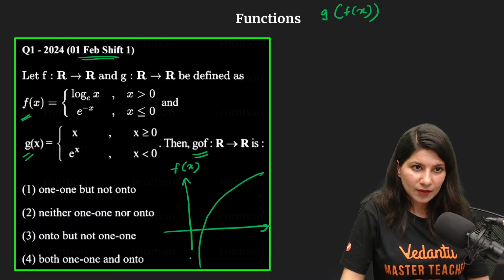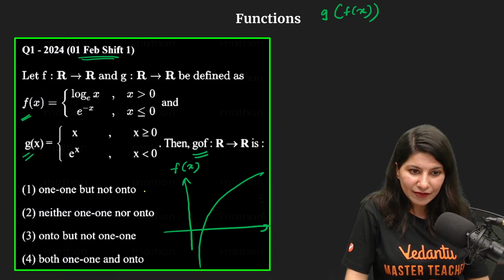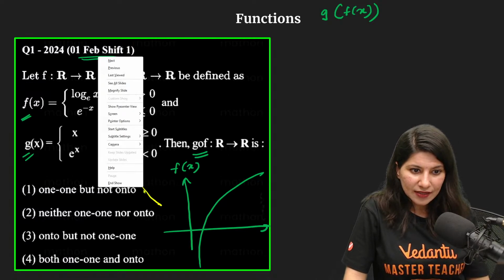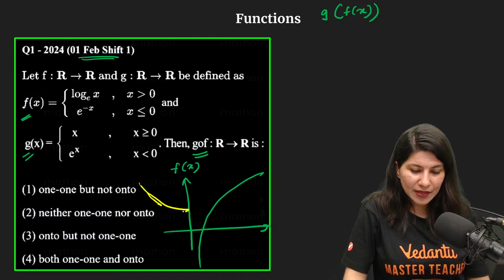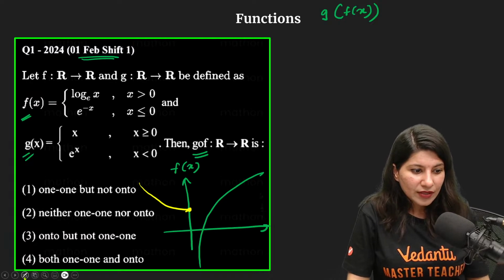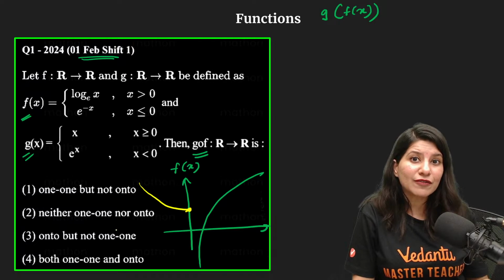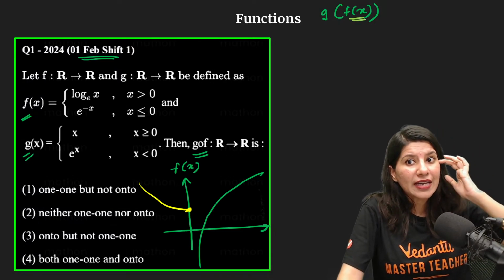This is f(x). f(x) is having log x for x greater than 0, and e raised to power minus x. So do you know how the e raised to power minus x graph will look like? It looks like this, e raised to power minus x, but only we want it for x less than 0. This is the graph of f(x). Now this is the first step to understand the graph of g of f of x. So always draw the inside function.